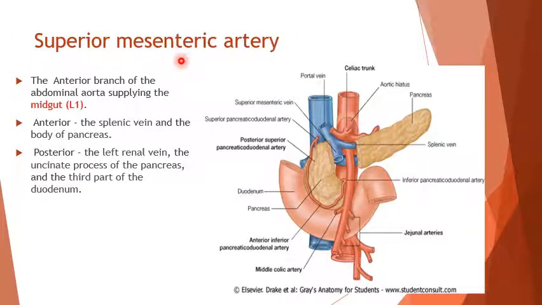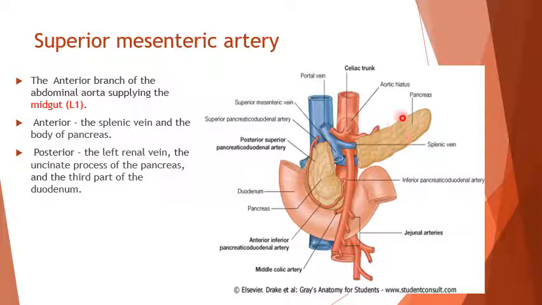Now the superior mesenteric artery is one of the ventral branches of the abdominal aorta and it arises at the vertebral level L1. The superior mesenteric artery supplies the whole of the midgut. In the anterior relations of this artery come the splenic vein and the body of the pancreas. This portion of the pancreas is cut, and here is the body of the pancreas in the anterior relation, and the splenic vein. Then in the posterior relations is the left renal vein.